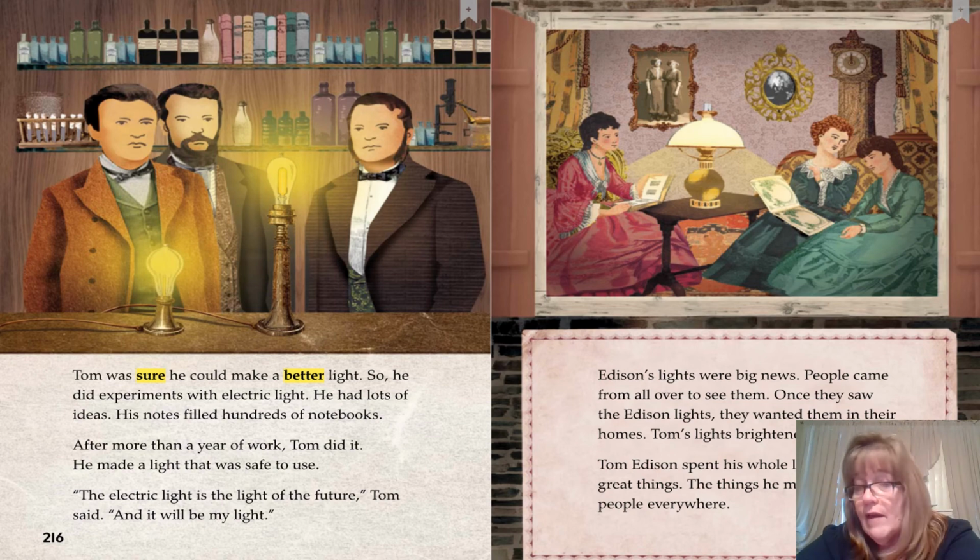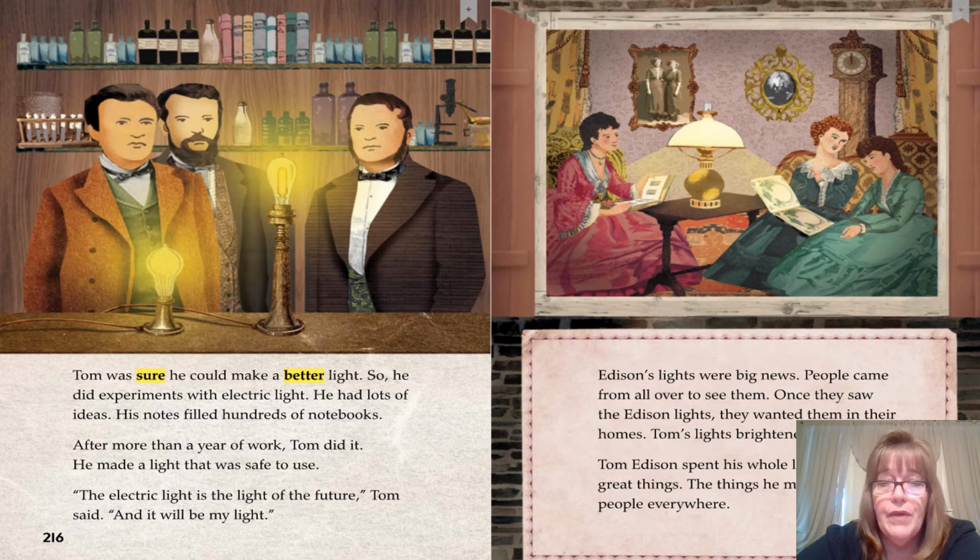So how did he solve that problem of people having these lanterns as gas lights in their home? Yeah, making the light that we know now. And he is right. It is the light of the future, and we still use it today. Okay, I'm going to minimize me so we can read.